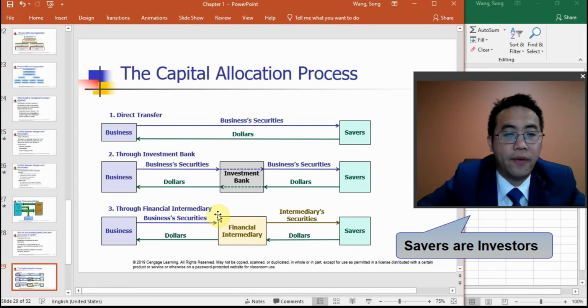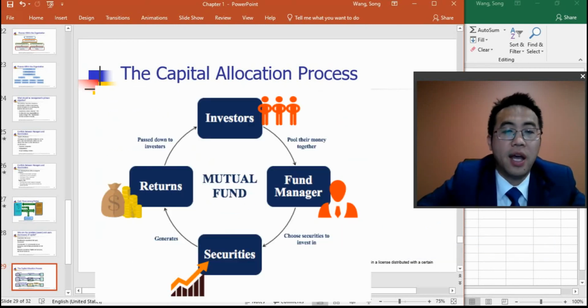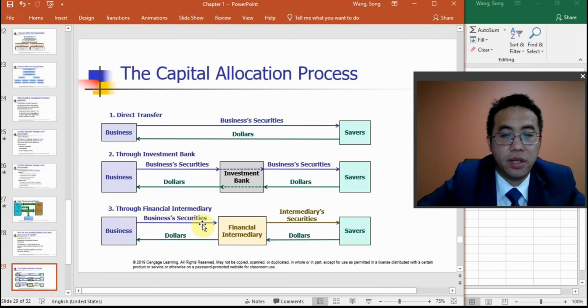And also the capital could be allocated through a financial intermediary like commercial banks, where the business gets a loan from the financial intermediary. The business issues securities, and then the financial intermediary issues its own securities. You can see the difference. The financial intermediary's own securities, not the business securities, go to the savers. It's like a mutual fund. When a saver buys a mutual fund, the mutual fund is a financial intermediary, and you just buy the funds from them. And then the mutual fund will use your money to buy the stocks of Apple or Amazon or Microsoft, all these business securities.